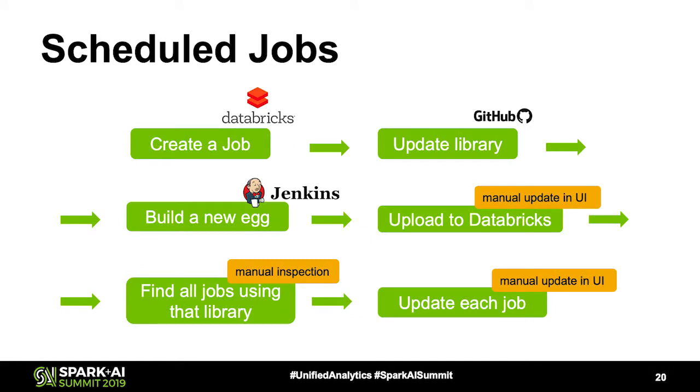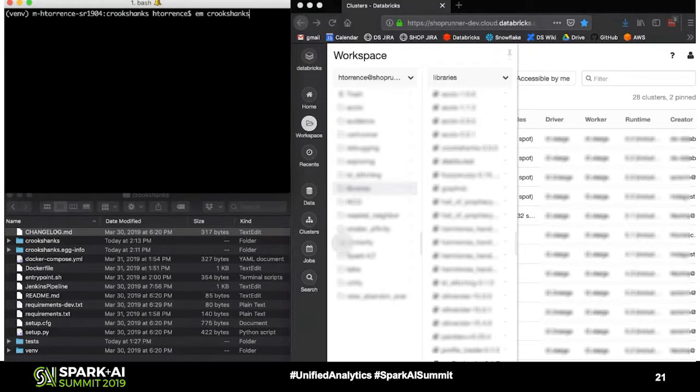So the first pass through that diagram is just the first step here, where we just need to create a job and we need to upload it once. That's great. But then once you go through the second pass, when we had to iterate, change some stuff, and deploy it again, it gets a little bit more complicated. Jenkins can build your egg, but then you need to upload it to Databricks. You need to go and find all of the jobs that use that library, and you need to remove the old library and add the new one. So this is what that looks like.